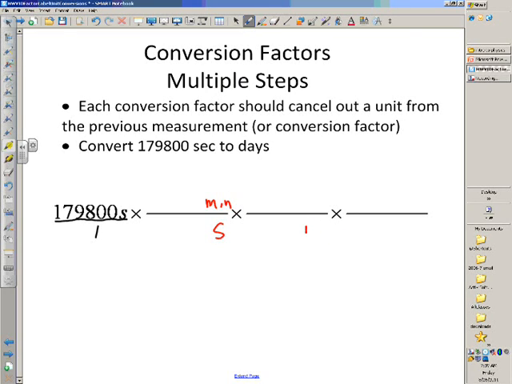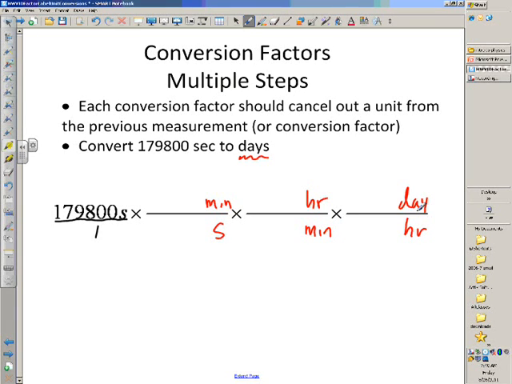The next conversion factor should have minutes on the bottom. Why? Because there's minutes on the top of a fraction over here, and we want minutes to cancel, because we don't want our final answer in minutes. So we go minutes, and then we'll put hours on the top of this one. But still, we don't want hours. We want our final answer in days. So we've got to go one more conversion factor. That conversion factor is going to have hours on the bottom because we're trying to get rid of the hours. And then we can end up with day on the top here.